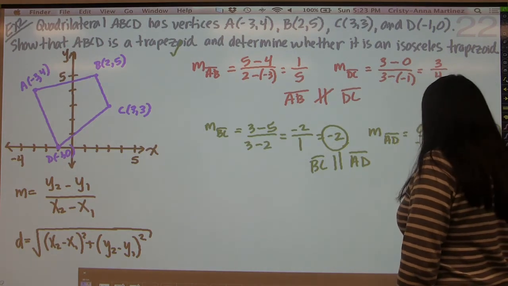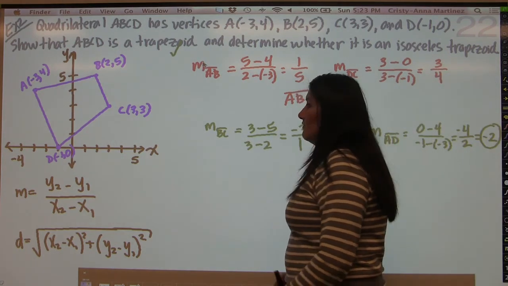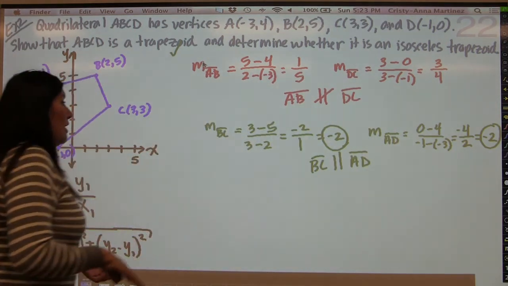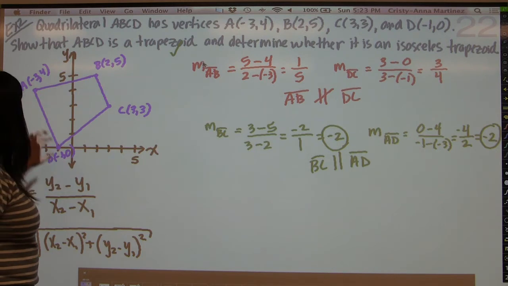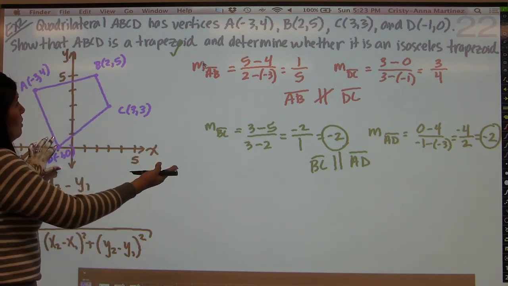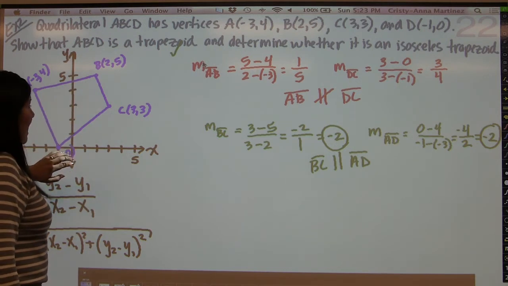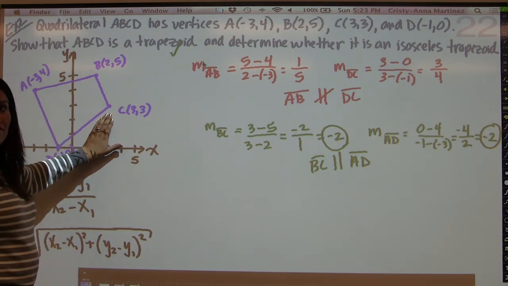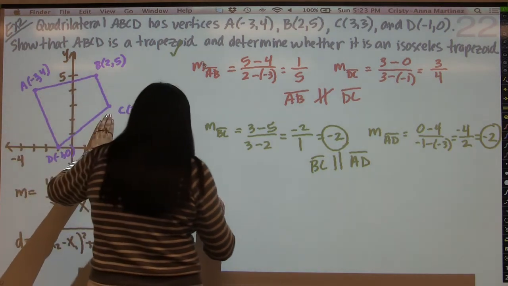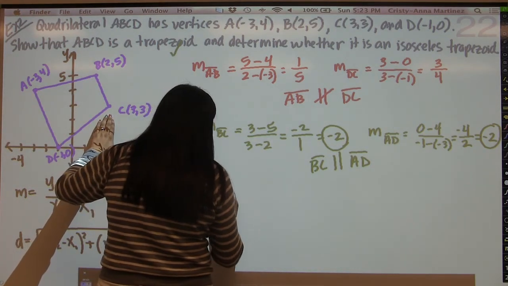For it to be isosceles, you have to have the legs be congruent. Remember, the legs are the non-parallel sides. So we don't want to use BC and AD because we've already determined that those are parallel. We want to go back to AB and DC and see if they're in fact congruent. So now we're going to use the distance formula.